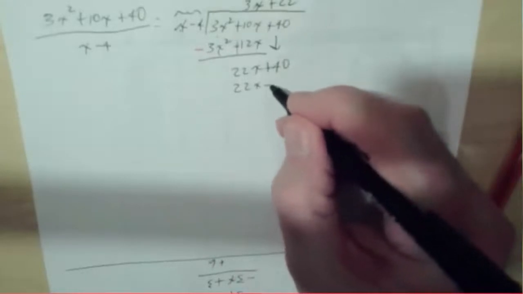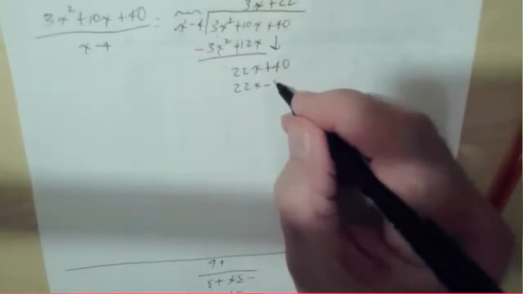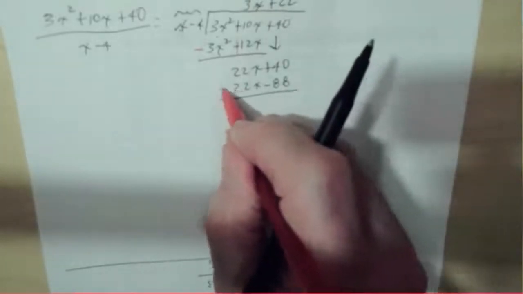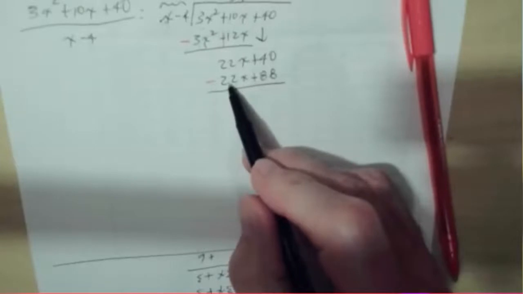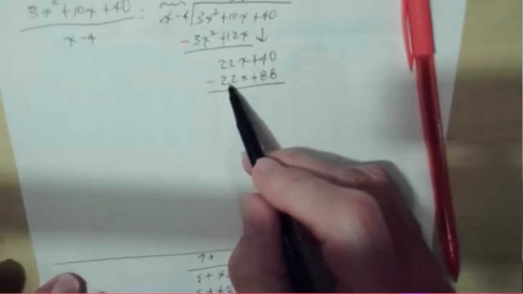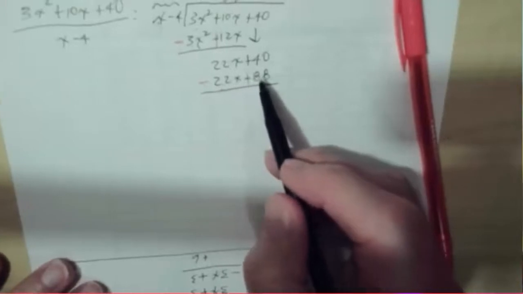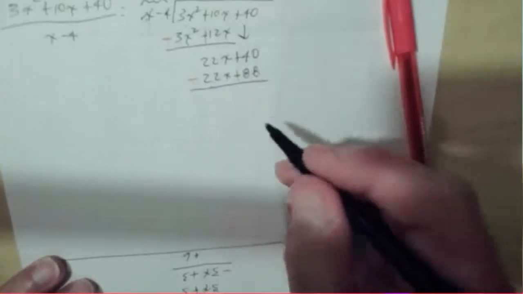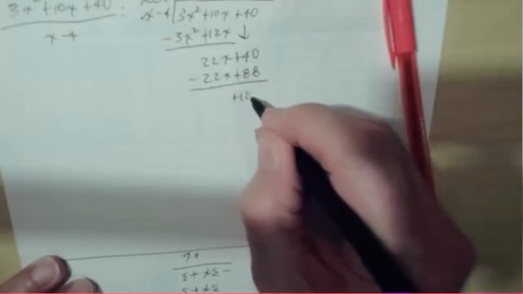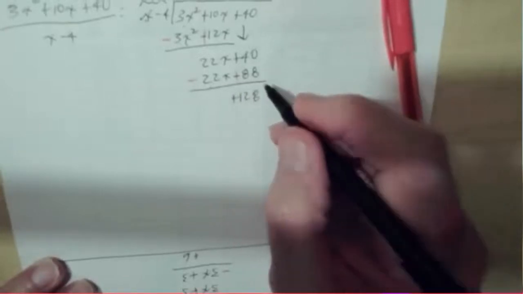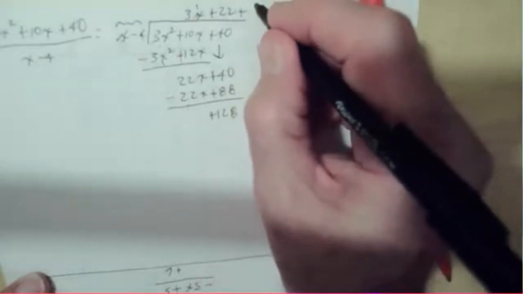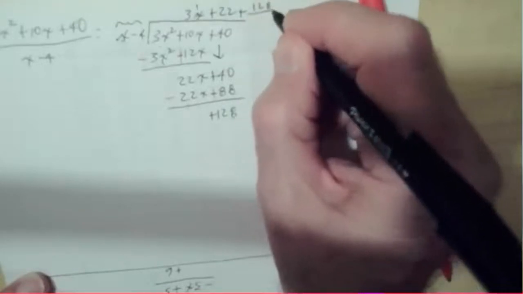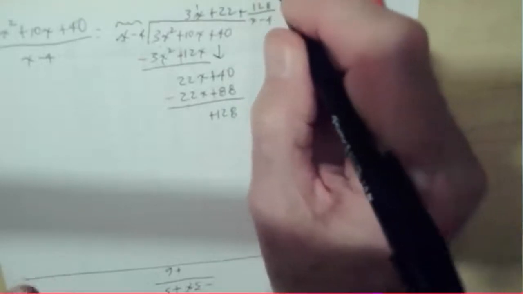22 times negative 4 is a negative, what is it, 88? Something like that. Draw the line. Change the signs. 22x minus 22x is 0. That's what we have to have. That's the whole object here, is to get rid of this first term. Now the second one is 40 plus 88 is, I think 128, something like that. Okay, so our remainder is plus, don't forget the plus, 128 over x minus 4.